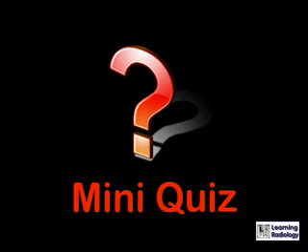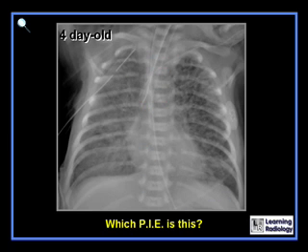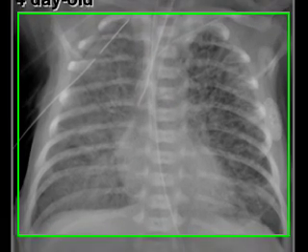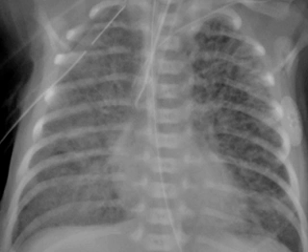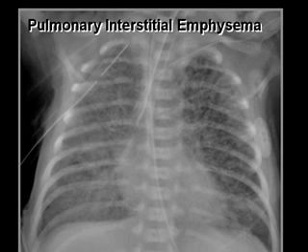So here's your mini quiz. Use the pause control on your MP3 player or computer. Here is an example of one of the forms of PIE. This is a 4-day-old. Pause the player. Decide what you think it is. And if you said that you thought this represented pulmonary interstitial emphysema with multiple small bubbles of air throughout the lungs, you would be correct.